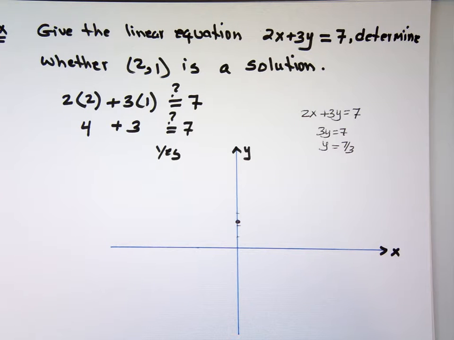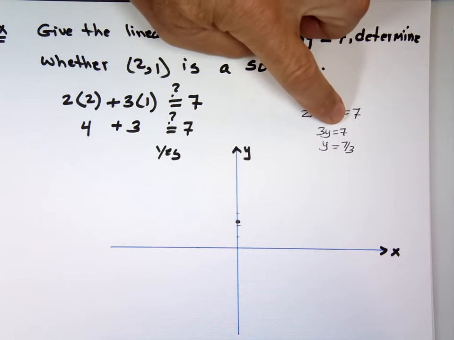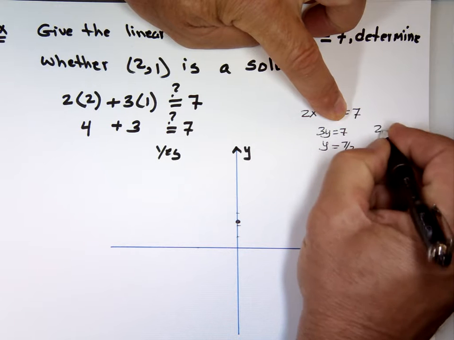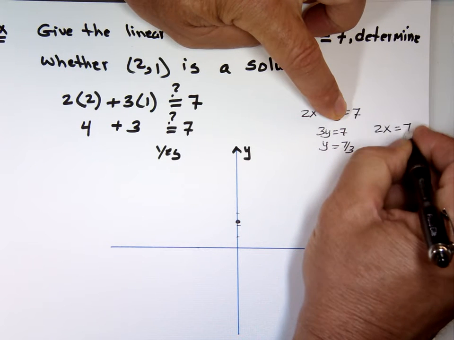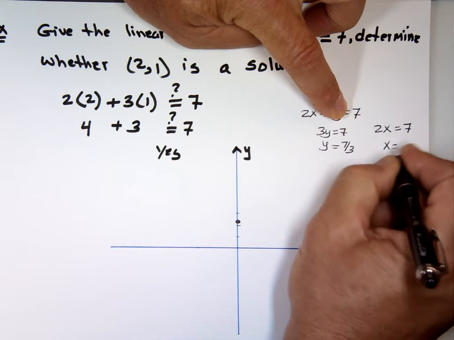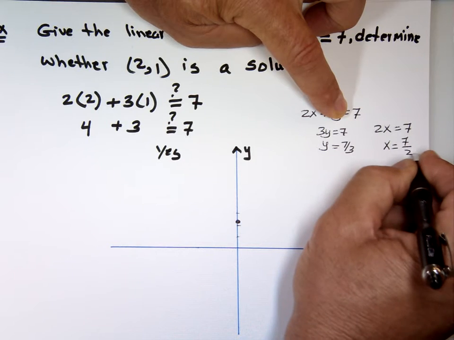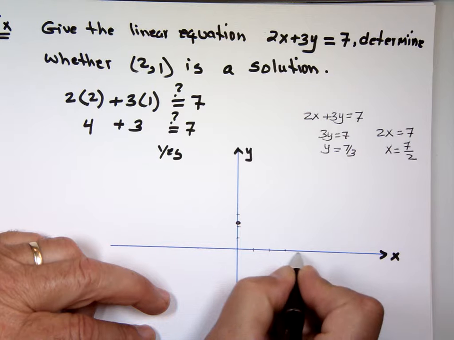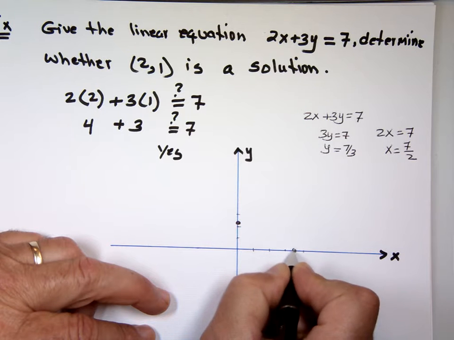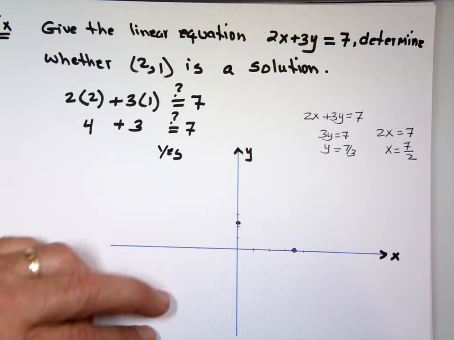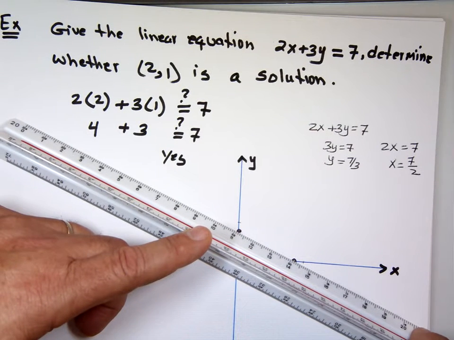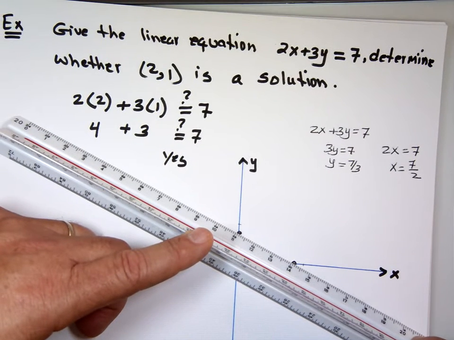How do you find the x-intercept? You let y be 0. You cover the y. The y is gone. You have 2x equals 7. x equals 7 over 2, which is 3.5. 1, 2, 3, 4, 3.5 is right here. When you connect these 2 points, that is the graph of 2x plus 3y equals 7.